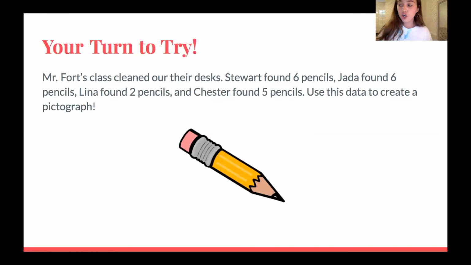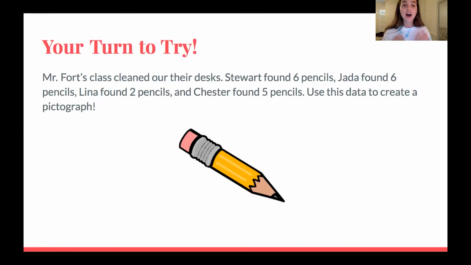So now this is your turn to try. I am going to read this question out with you and guide you a little bit, but I would love for you to create your very own pictograph. It does not have to be perfect, but just something a little bit like what we have been doing is awesome. So this question says, Mr. Ford's class cleaned out their desks. Stuart found 6 pencils, Jada found 6 pencils, Lena found 2 pencils, and Chester found 5 pencils. Use this data to create a pictograph. So you guys can read that as many times as you need to, but that is the data you will be using to create a pictograph.